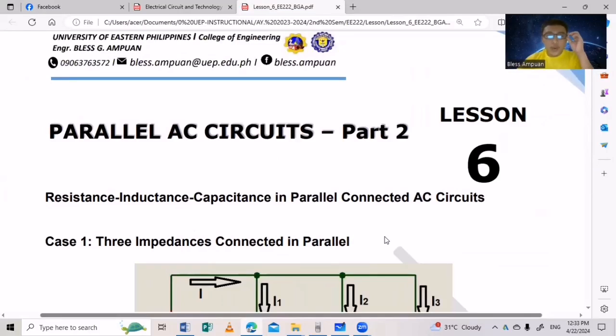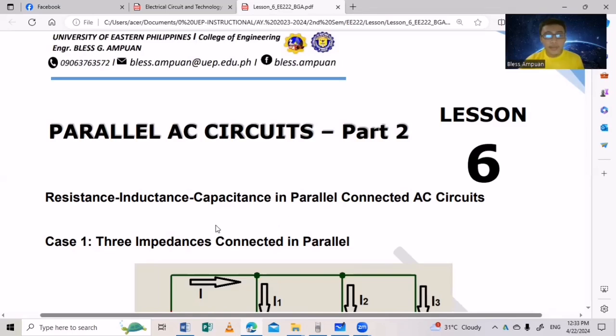Okay, so we are now dealing with parallel AC circuits for the second part. In this topic, we will have three components involved already, which are the resistance, inductance, and capacitance. So what would be their characteristics if they are all present in the circuit, depending on which branch they are available.